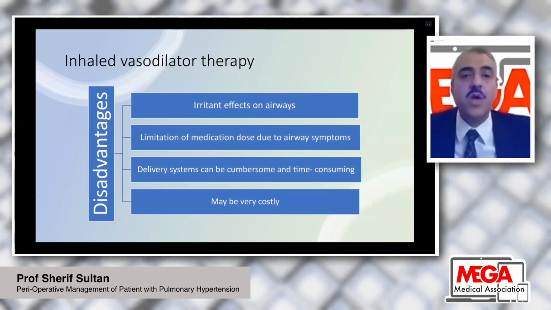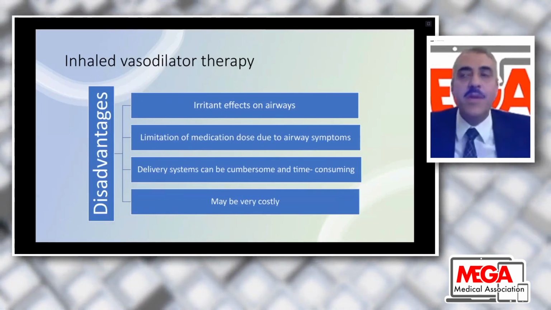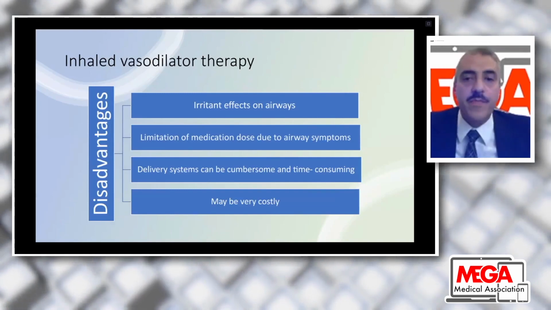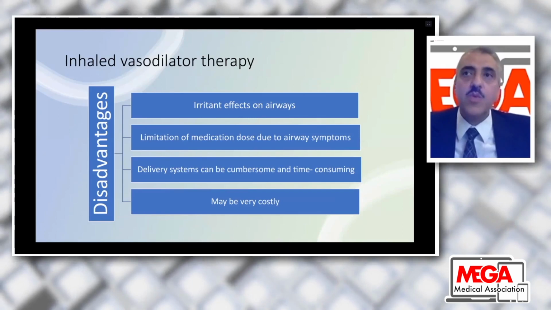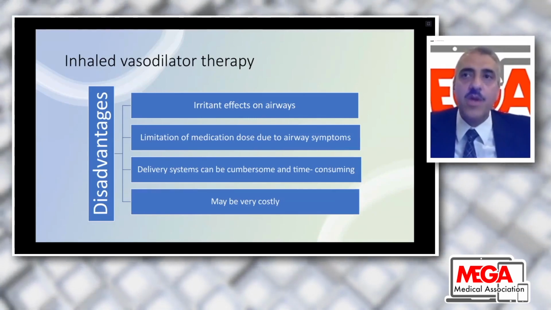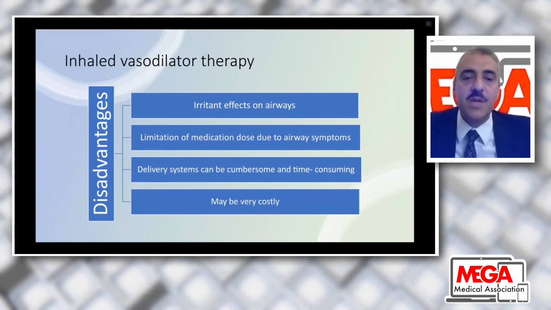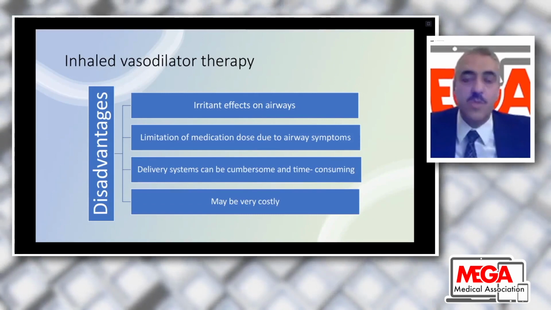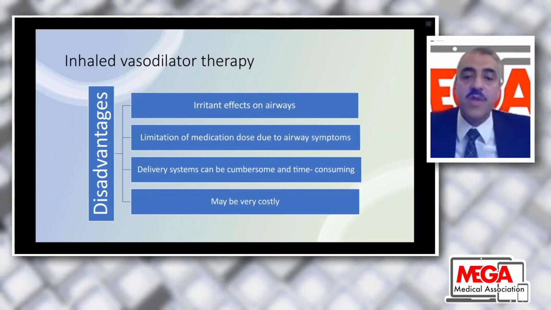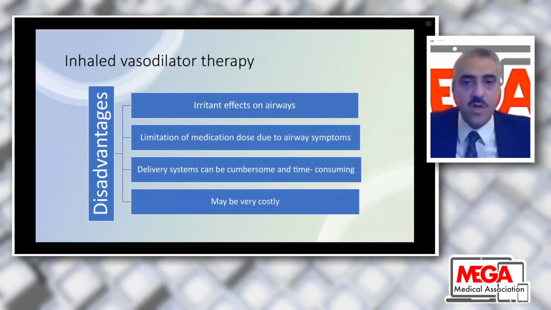Disadvantages of inhaled vasodilators: some of them are irritant to the airways, like milrinone, which is irritant to the bronchi. Delivery of these drugs might be affected in patients with chronic bronchial disease, like asthmatic patients. The delivery system of these drugs may be cumbersome and time consuming. And sometimes it is very costly, like nitric oxide, which is very costly when used in the hospital setting.